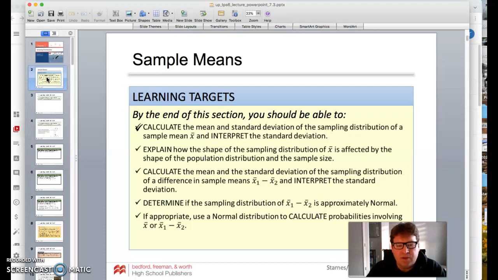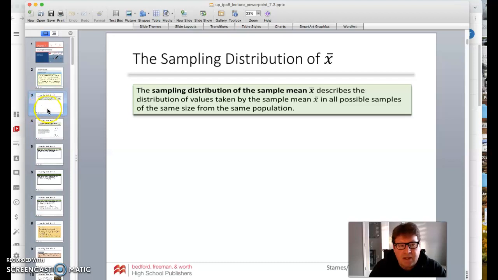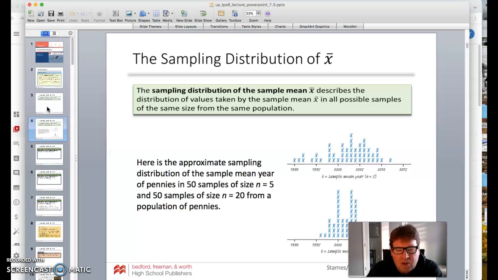We've got our learning targets of things that we're going to look at, and some good information here. So let's get into the idea that the sampling distribution of the sample mean, x bar, describes the distribution of values taken by the sample mean in all possible samples of the same size from the same population. All right, so here's the approximate sampling distribution. Remember we did that pennies example, the dates on there, with a sample size of 5. Then we did this with a sample size of 20. There's a little less variability, of course, as we mentioned there.